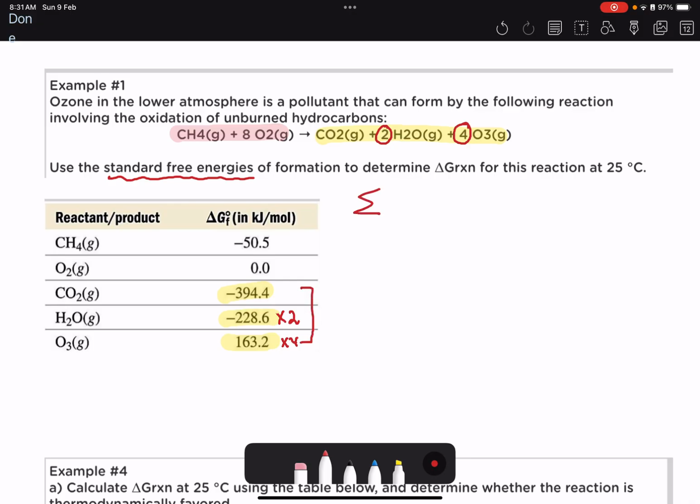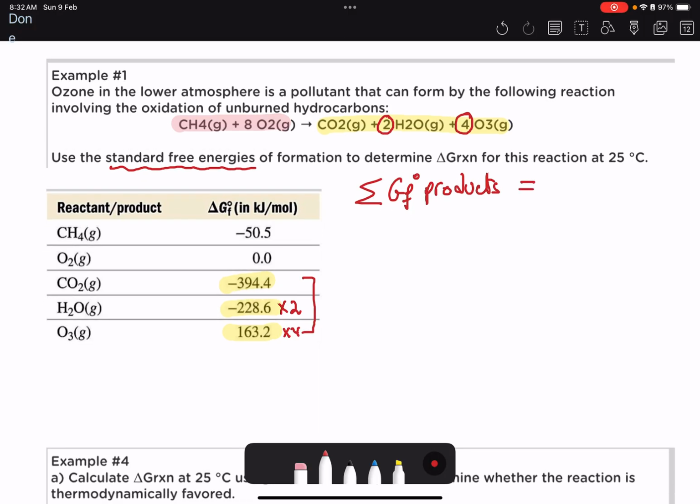So these are the summation of the Gibbs free energy of products, their sum. So it is equal to negative 394.4 plus 2 multiplied by negative 228.6 plus 4 multiplied by 163.2.